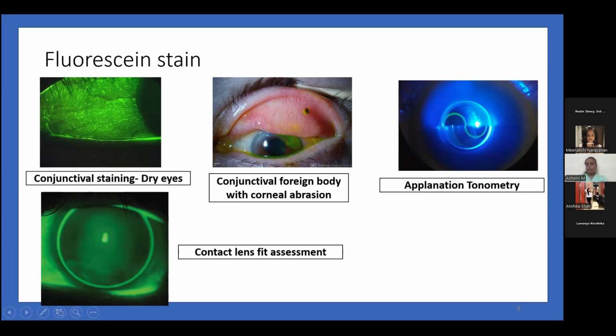And as we know already, it is helpful in applanation tonometry. And it is also an important thing that we do during our contact lens fit assessment, RGP fit assessments.